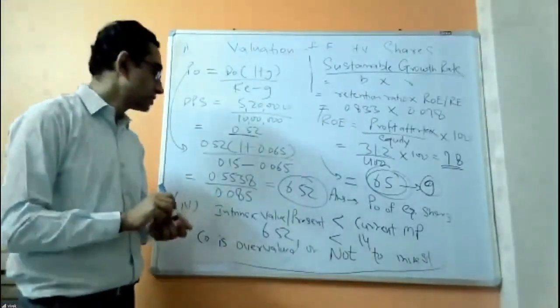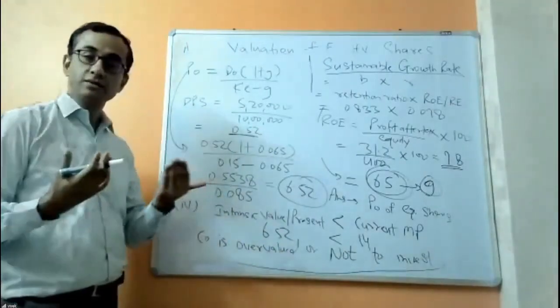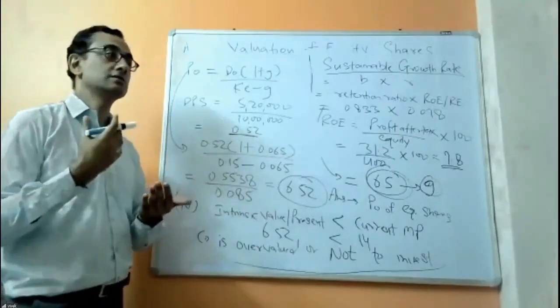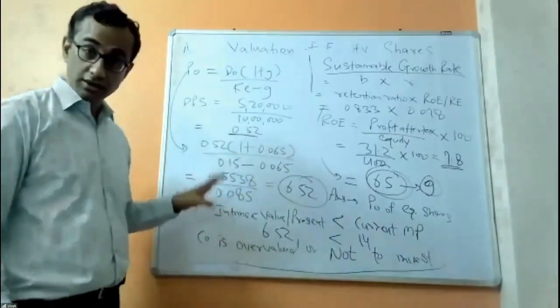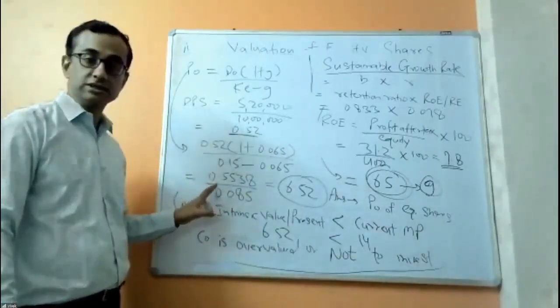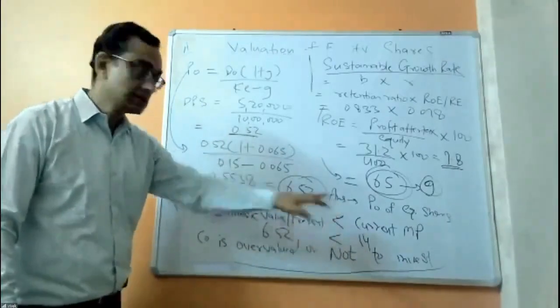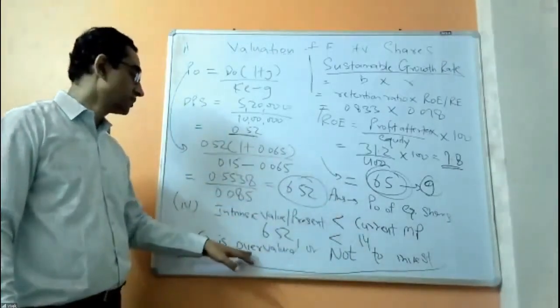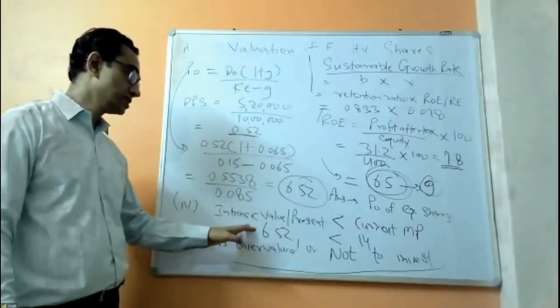So I hope you have got the concept: when the intrinsic value is greater than the current market price, it is generally concluded that the company is undervalued and it is better to purchase the shares of the company. On the other hand, if the intrinsic value is less than the current market price, it means that the company is overvalued and it is better not to invest in that particular company.